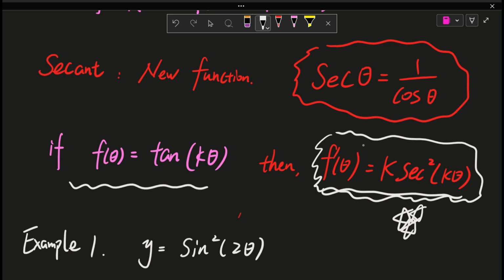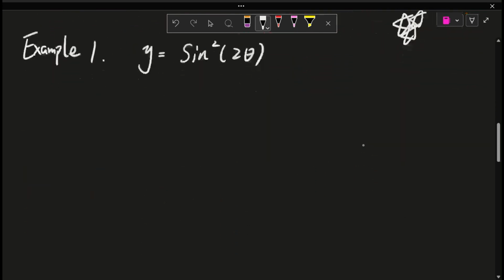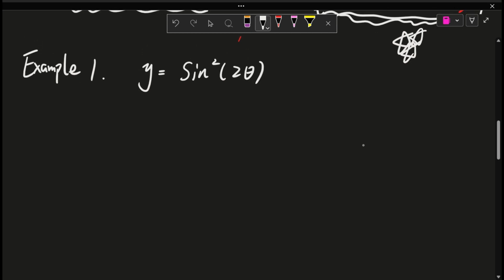Now let me introduce some questions with the square outside the sine. The first and most obvious one is sine squared 2 theta. For this question I'm going to use the chain rule we learned.